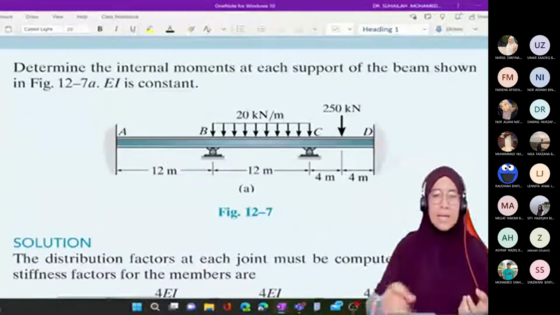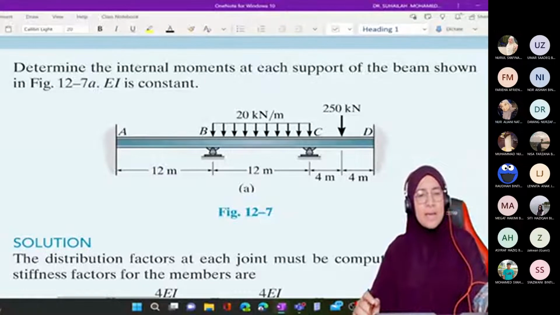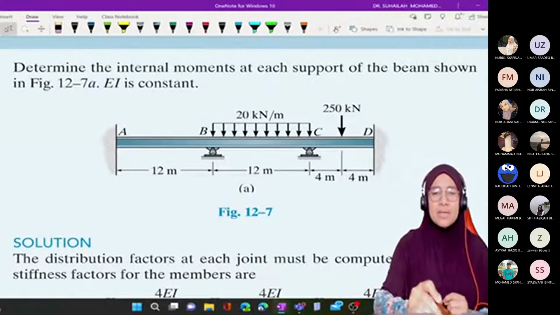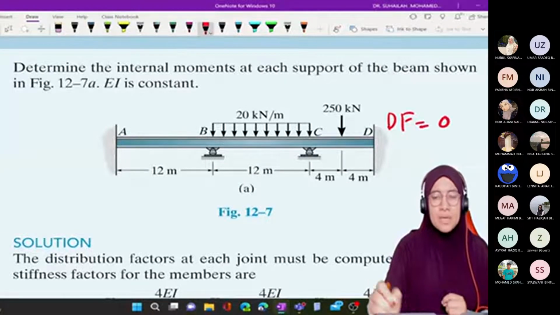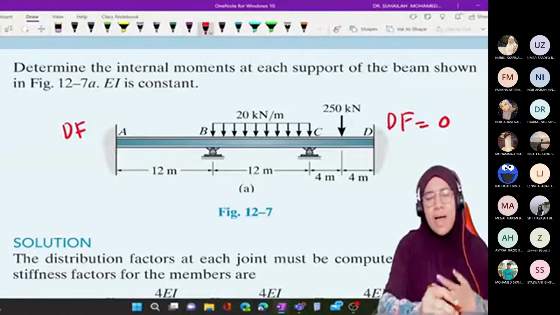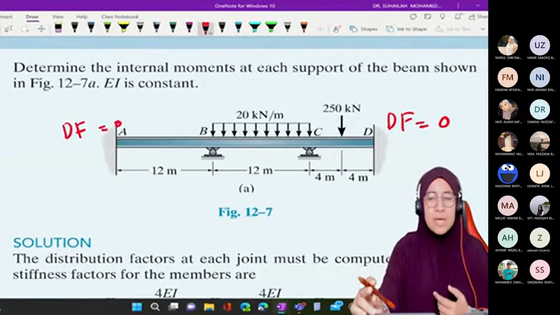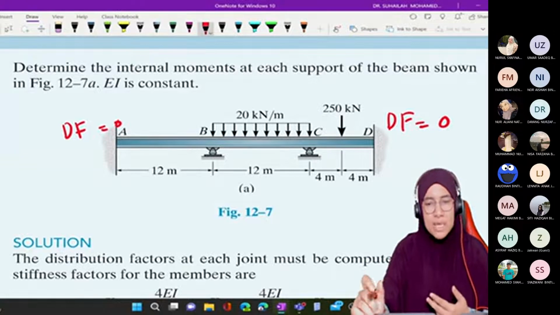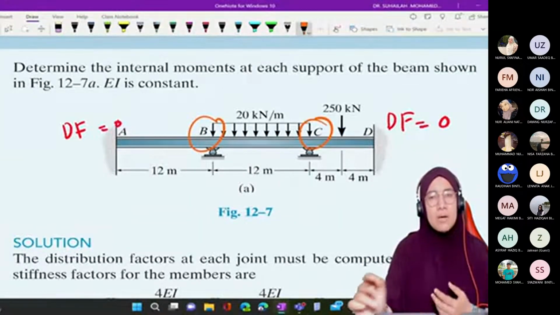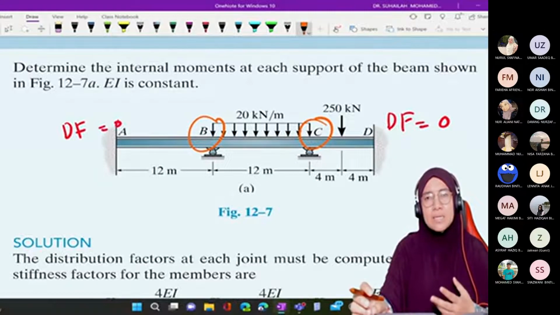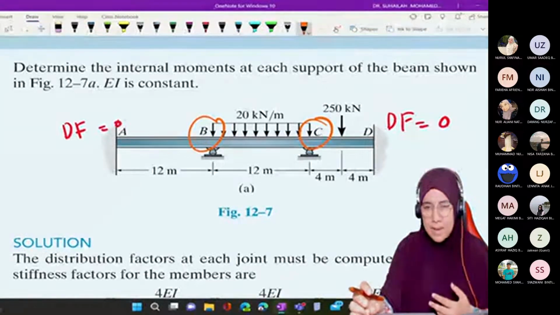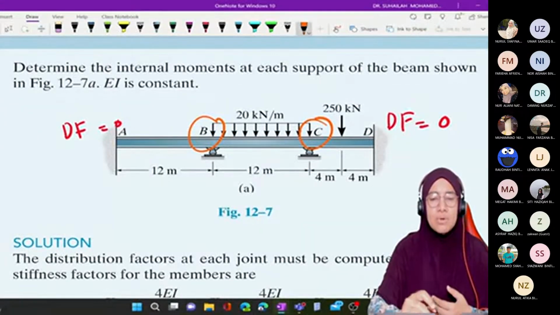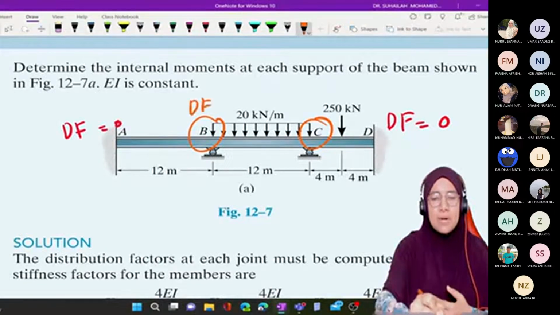The distribution factor equals 1 for each joint except the fixed end, like A and D. For a fixed end, the distribution factor equals 0, referring to A and D, because B and C are internal supports. For internal supports, we have to assume them as fixed ends. So total DF for B is 1, DF for C is 1.